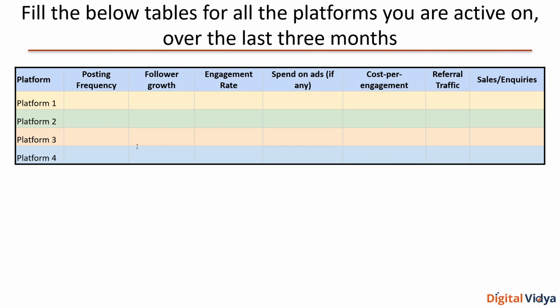The 5th column is your cost per engagement. Let's say I spent 10,000 rupees on Facebook ads, and for the 10,000 rupees that I spent, I got, let's say, 10,000 engagements. Then I know my cost per engagement is 1 rupee, right? That's how I would do it. So I would see which platform is getting me what kind of cost per engagement.